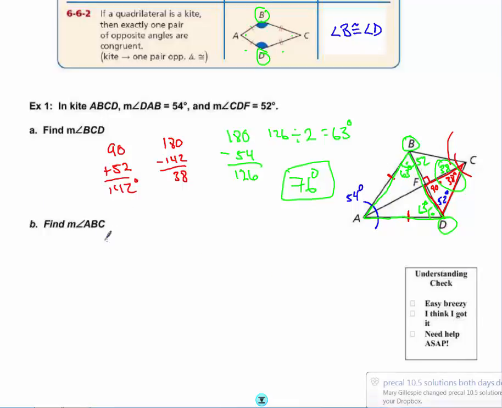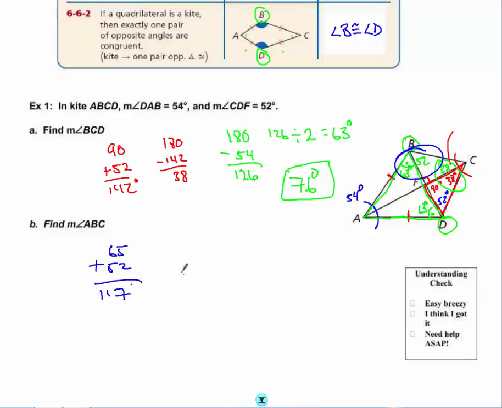All right, so next one says find the measure of angle ABC. Well, ABC, we've already got that right there. 65 plus 52 is 117 degrees. Okay, so not too bad.